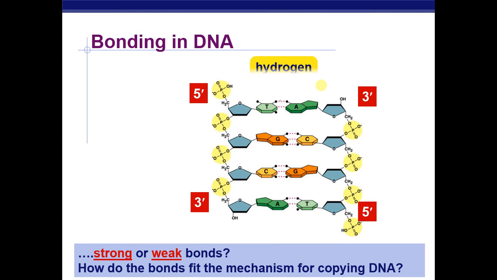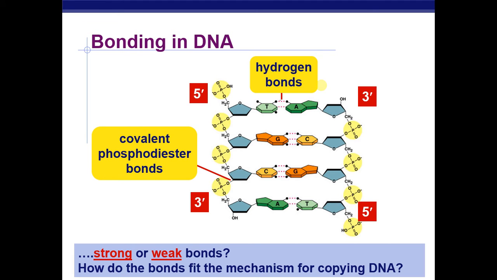So remember that hydrogen bonds link the two strands together, and these hydrogen bonds are relatively weak compared to the phosphodiester bonds that link the nucleotides on the side. The idea is that these hydrogen bonds are relatively easy to break compared to the much stronger phosphodiester bonds that join the backbone together.